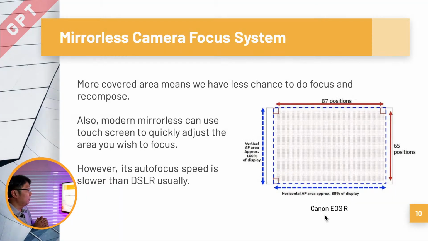Okay, let's go to the next slide. This is the mirrorless camera focus system. This is the EOS R, the one you are seeing now, the camera I'm recording myself. It has way more cover area, so we don't have to do focus and recompose. We just mentioned that. Modernized mirrorless can use the touchscreen to quickly select the object you want to focus on. And unfortunately, I have to say it's still a little bit laggier than the true DSLR.